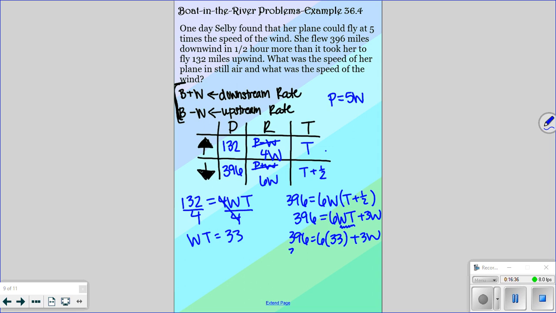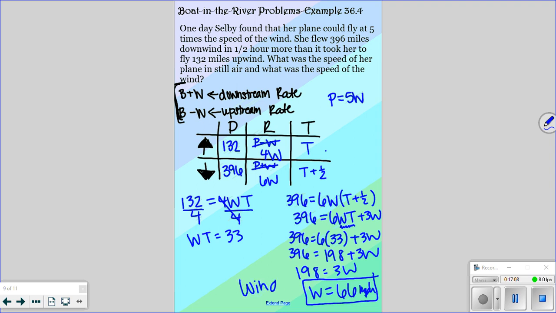So 396, 6 times 33 is 198. So 396 minus 198 is 198. And then if you divide by 3, W equals 66. So that is in miles per hour. And it asks, what is the speed of her plane and what was the speed of the wind? So this is the wind speed right here. And then if you take your plane, it's going to be 5 times the wind speed. So our plane speed is 330 miles per hour. And so that would be your answer for that one.